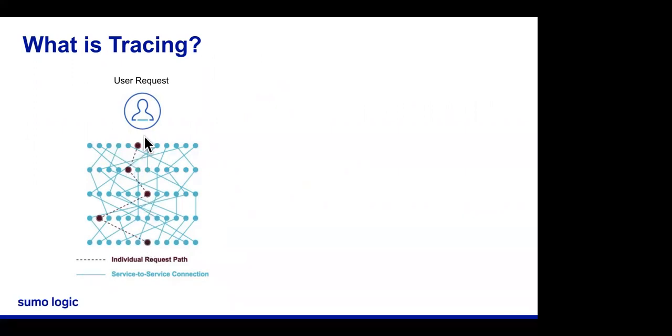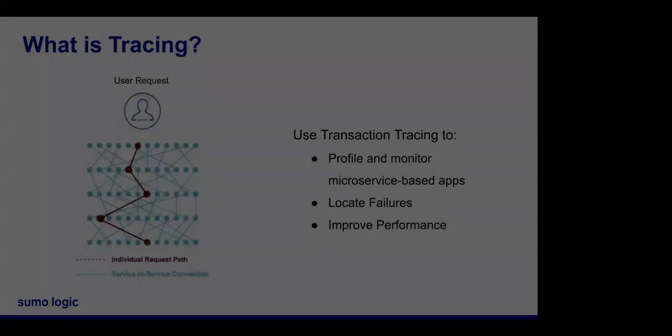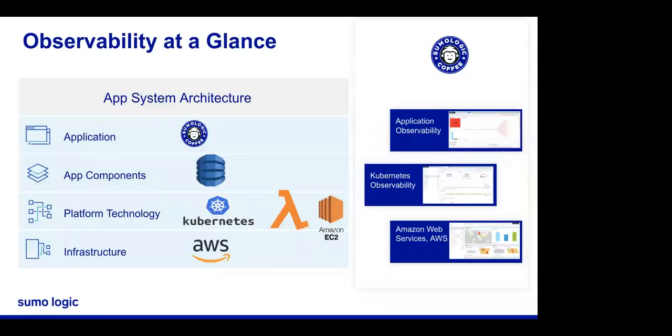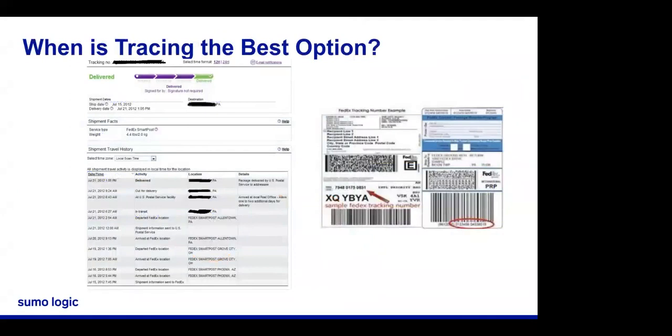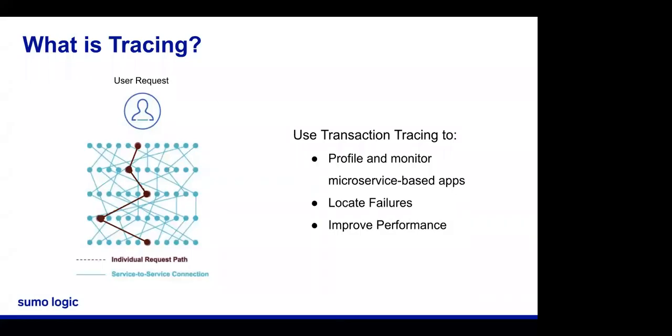So there's a specific individual request path that it gets there, and then there are all the different paths that it could possibly have. Like I said, the easiest analogy to think about here is shipping a package. But if I'm logging in, there is a transaction process that goes on.